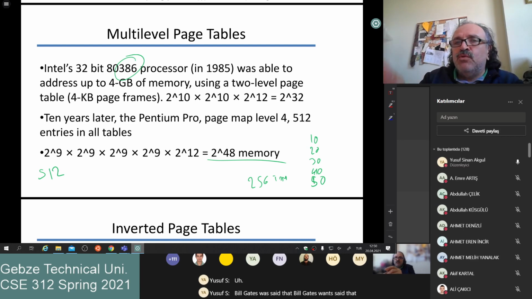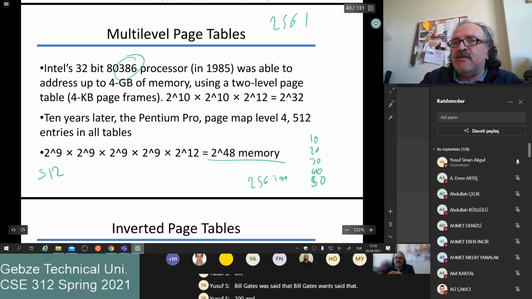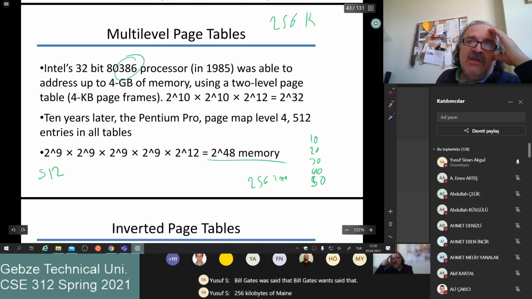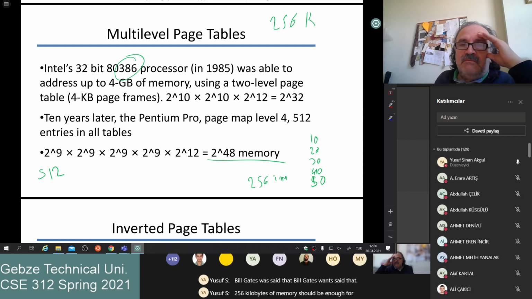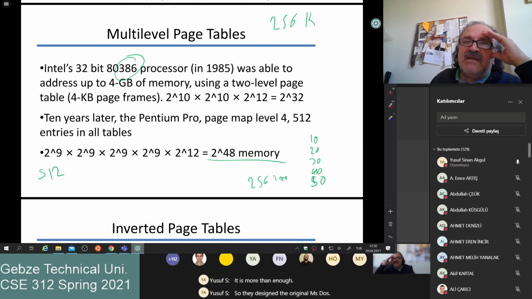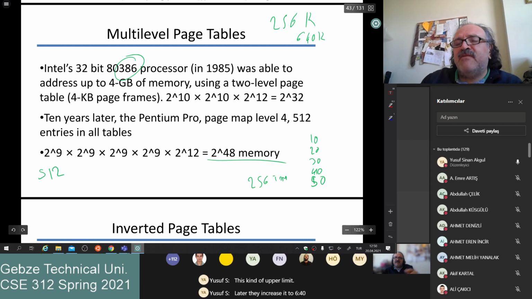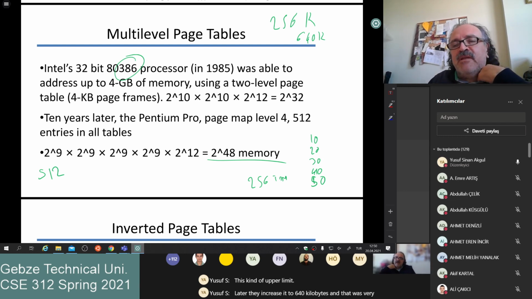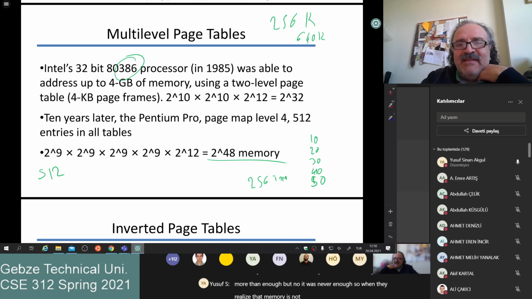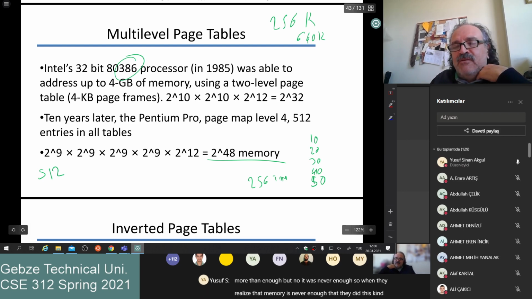Bill Gates once said that 256 kilobytes of main memory should be enough for everybody. It is more than enough. So they designed the original MS-DOS with this kind of upper limit. Later they increased it to 640 kilobytes, and that was way more than enough. But no, it was never enough. So when they realized that memory is never enough, they did this kind of stuff. But this is too big.